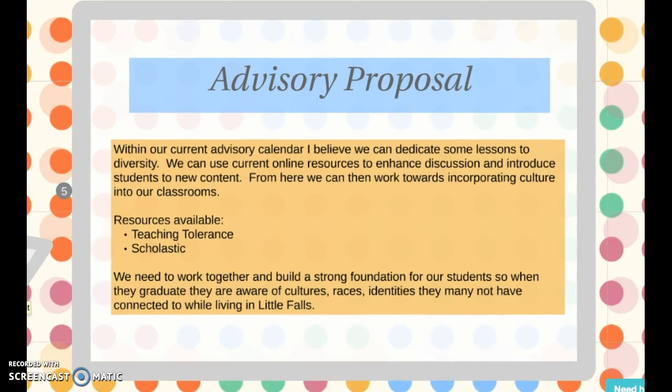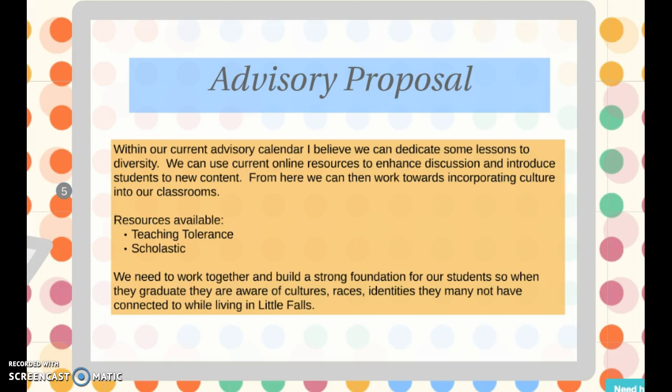So here's my advisory proposal. Within our current advisory calendar, I believe that we can dedicate some lessons to diversity. We can use current online resources to enhance discussion and introduce students to new content. From here, we will then work towards incorporating culture into our classrooms. Some resources are Teaching Tolerance and Scholastic. We need to work together to build a strong foundation for our students so when they graduate, they are aware of culture, race, identities they may not have connected while living in Little Falls.